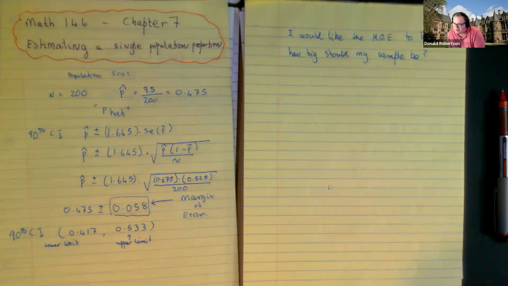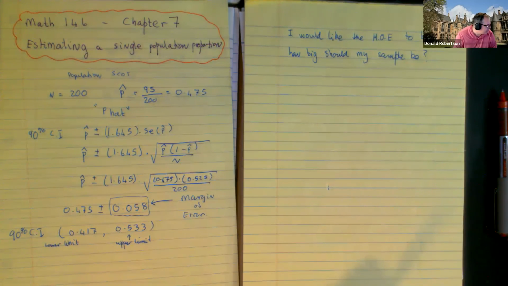Interesting question, right? I'm going to conduct, I haven't done it yet, a survey to see if the Royalists are going to win Bremerton, right? And I'd like the margin of error to be 2%, plus or minus 2%. How many people should you need to ask for that to happen?